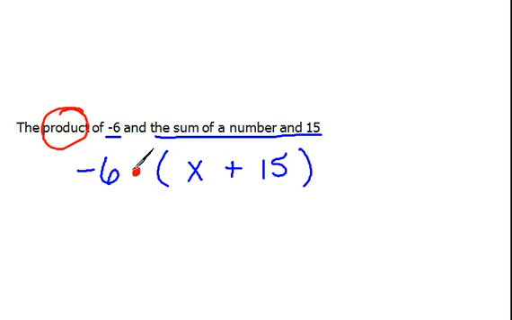Now, we don't need to have the multiplication symbol here since we're using parentheses. We can write that a little bit more compactly as -6 times x plus 15.